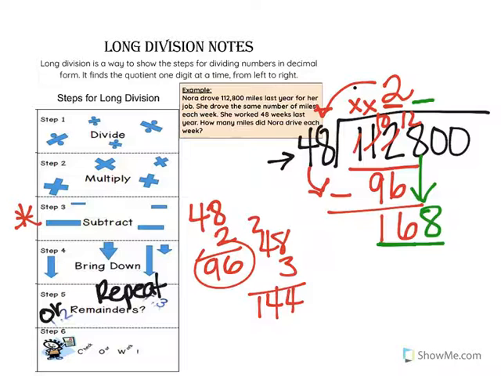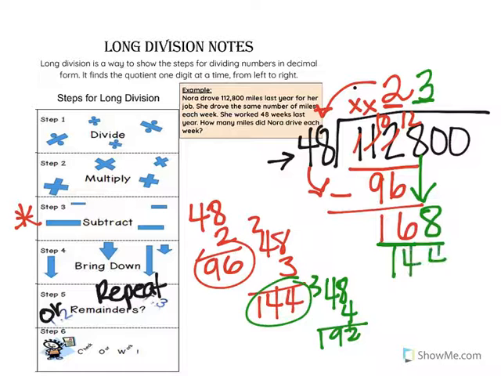So 48 goes into 168. We see that 48 times 3 is 144. Let's check 48 times 4 and see what we get. So we get 192. So we know we'll go with 48 times 3, which is 144. Our next step is to subtract. So we just subtract and we get 24. Our next step is to bring down our 0.